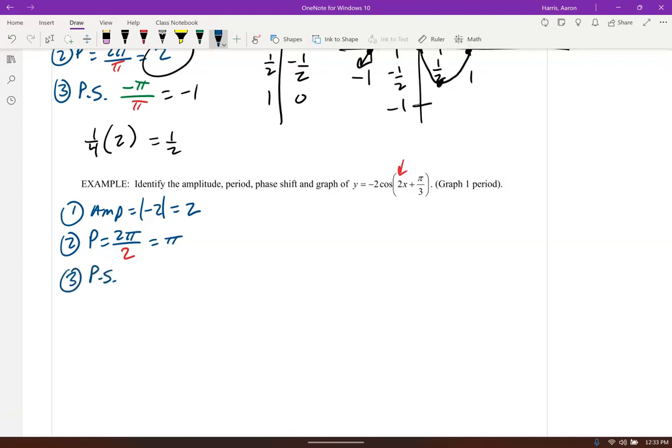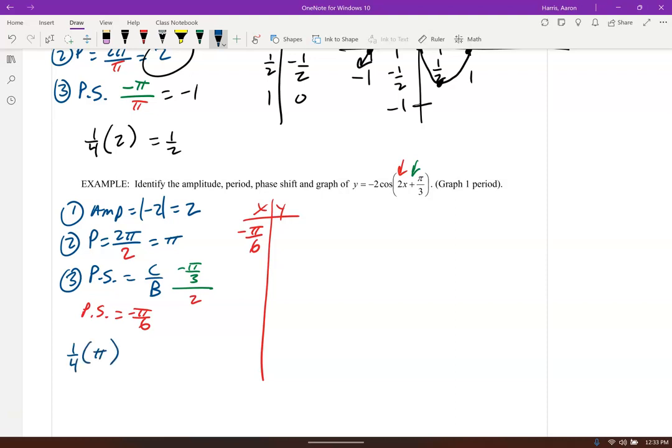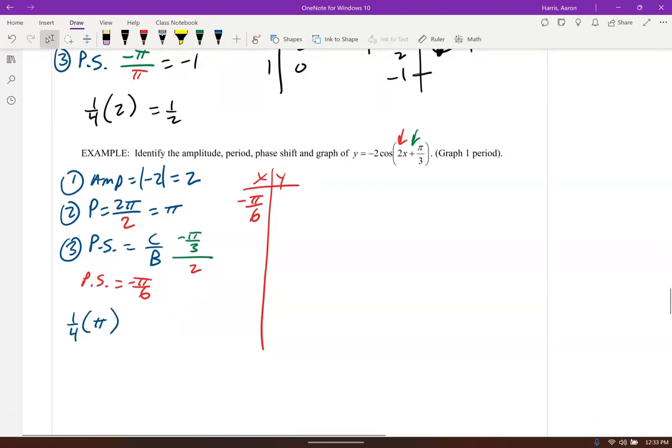Our phase shift is c over b. Well, if you notice, this is a plus, so the c's got to be negative pi thirds over our b, which is 2. So negative pi 6 is our phase shift. So you'd want to start at negative pi 6. And then we cut this period into fourths. Our period is pi, so pi fourths. So we're going to go up pi fourths from negative pi 6.